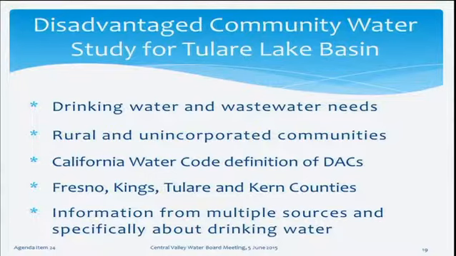Okay, so another study was conducted by Tulare County to address drinking and wastewater needs of disadvantaged communities in the Tulare Lake Basin. That focused specifically on rural and unincorporated communities. It also uses the Water Code definition for DACs and includes information from PolicyLink, from the Department of Public Health, and from the 4 counties, Fresno, Kings, Tulare, and Kern. The study also contains specific information regarding drinking water quality and supply.